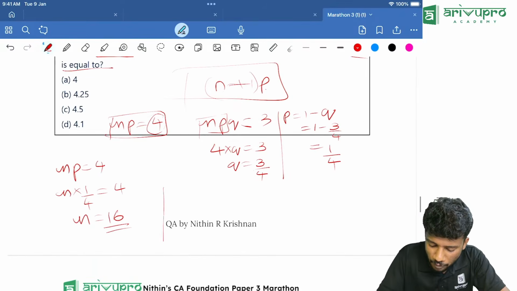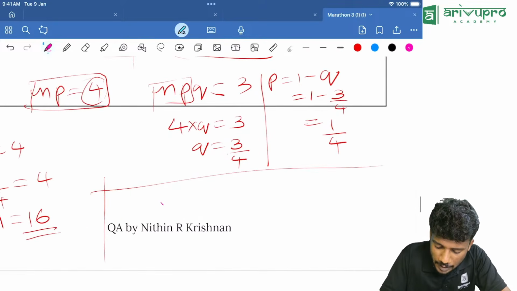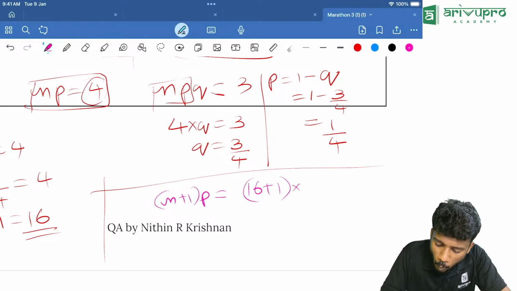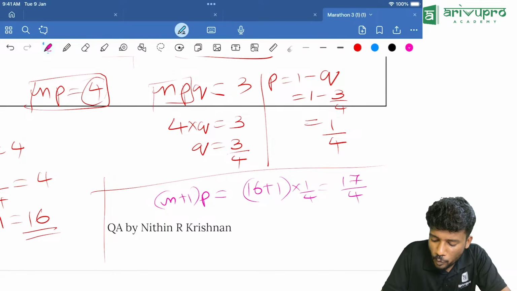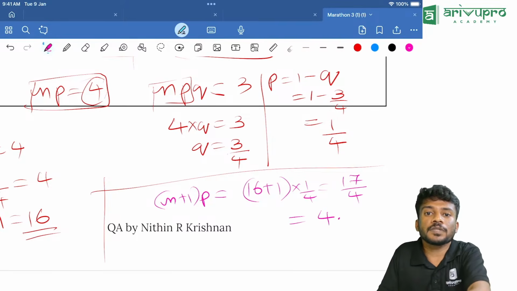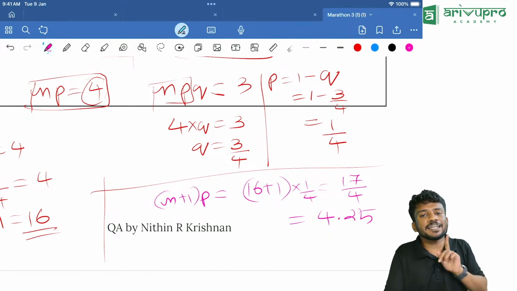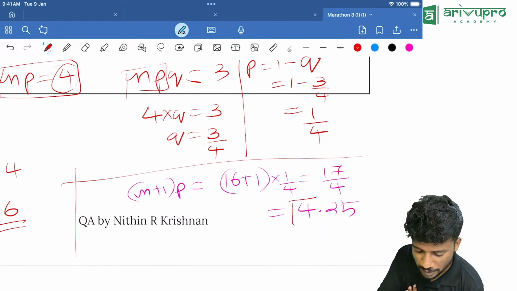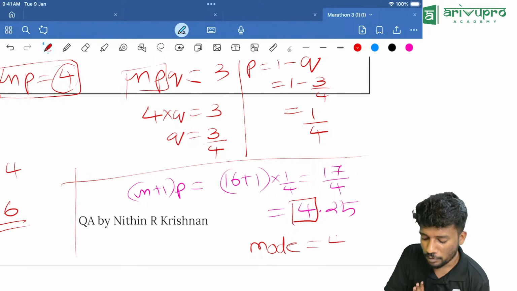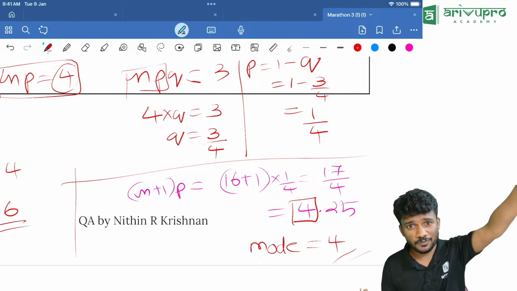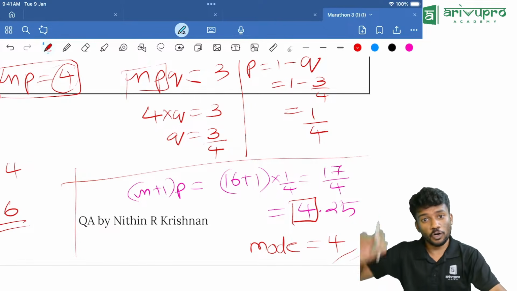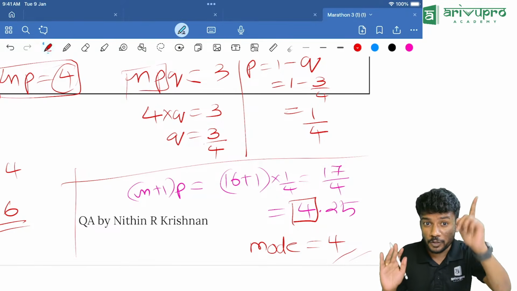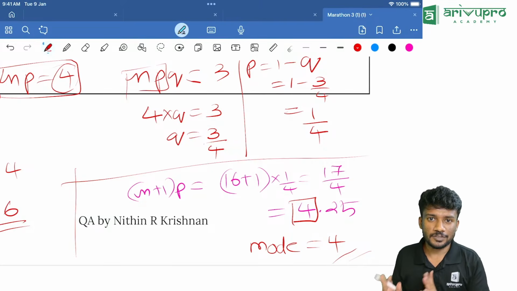Now get me the value of (n plus 1) into p. (n plus 1) into p is nothing but (16 plus 1) into 1 by 4. That is nothing but 17 by 4. How much is it? 4 point something. 4 point how much? 25. People, whenever decimal is involved, what did I tell you? We will ignore the decimal and we will just write mode is equal to 4. The same question was there in the January attempt, I guess, when I was solving the question live online. One student was telling, so our mode is this much, 4.25. Yes, he learned the formula, but not the concept. That was the problem. You should not be like that. You should know this is the case.